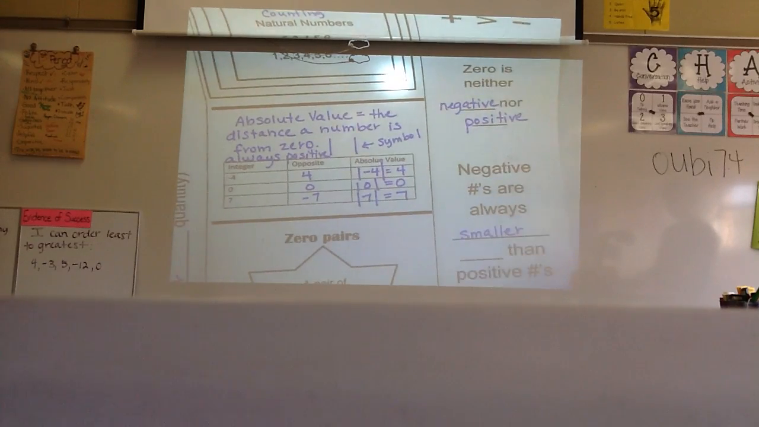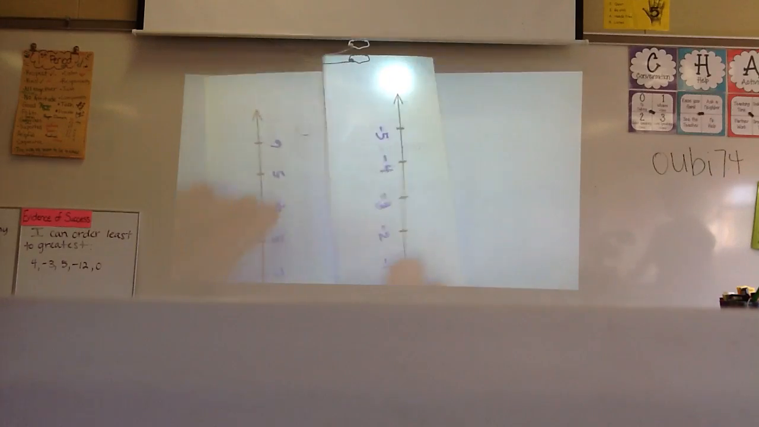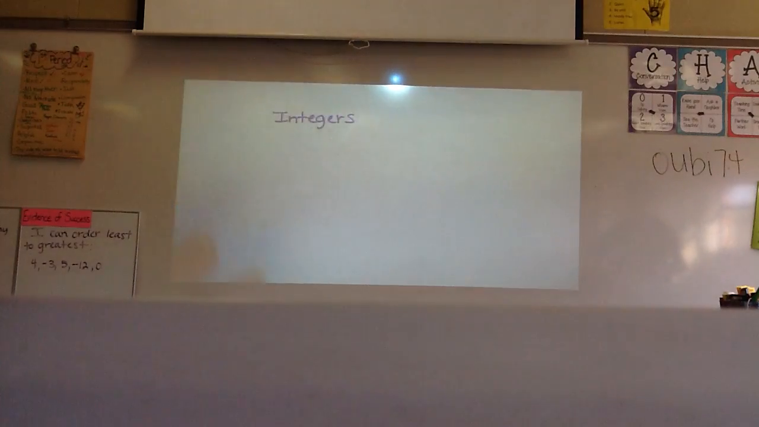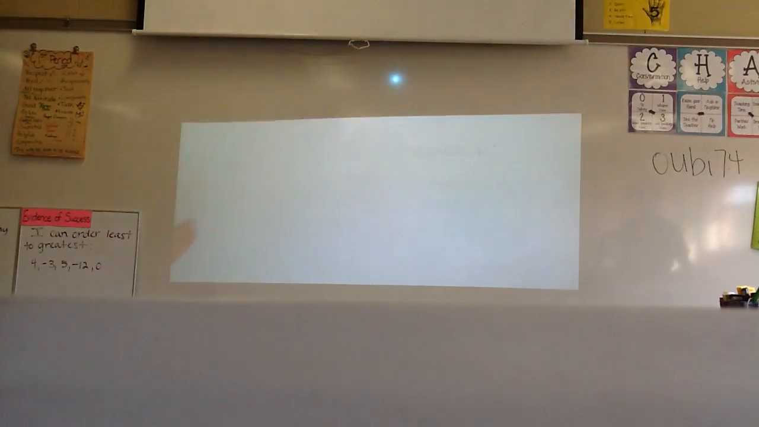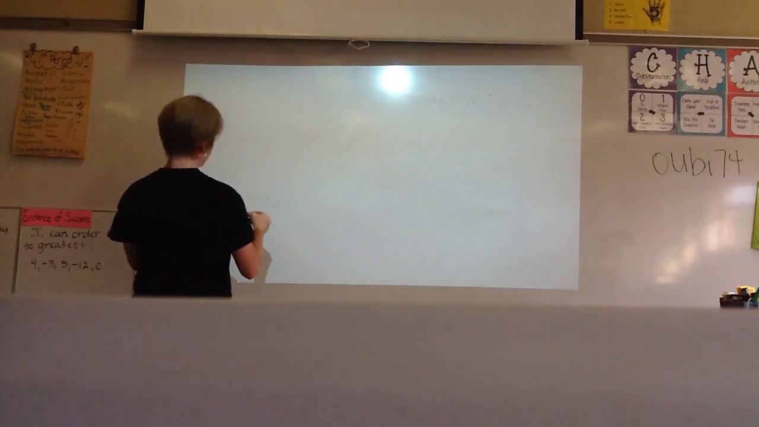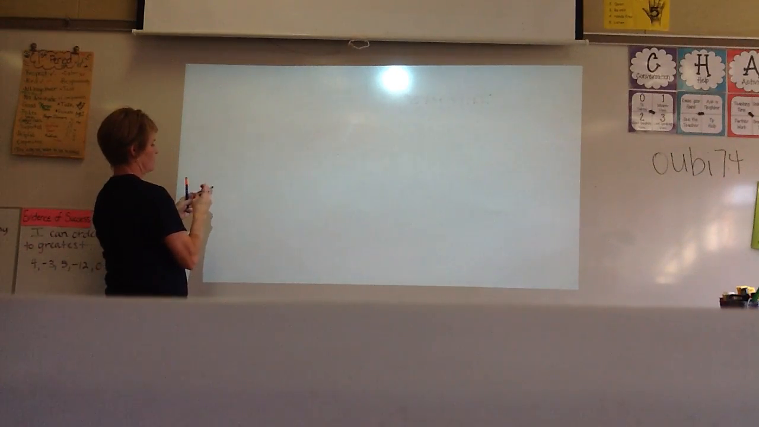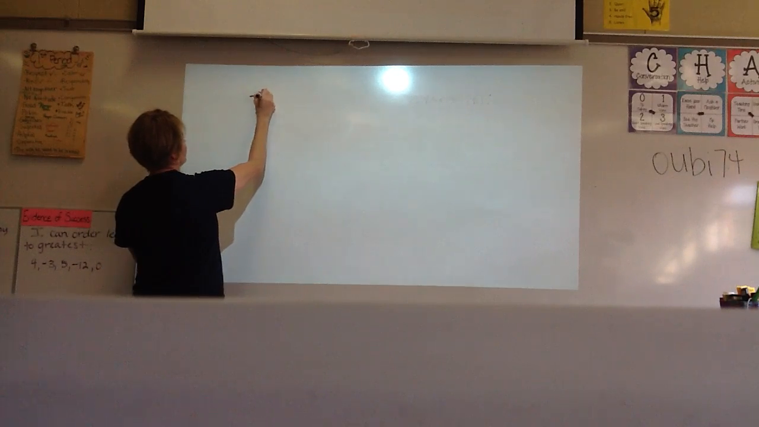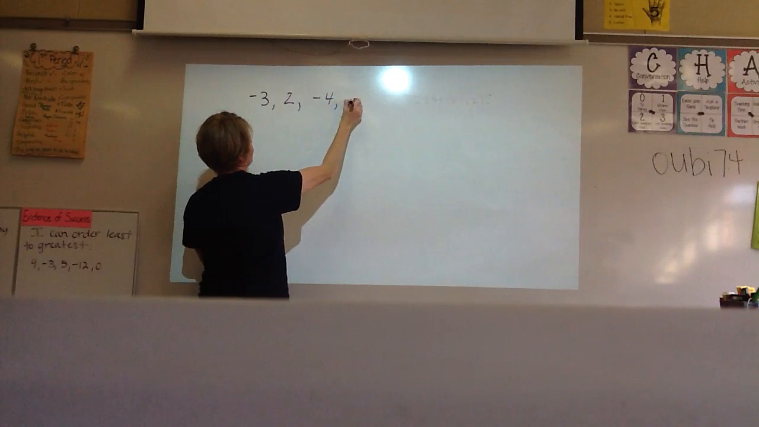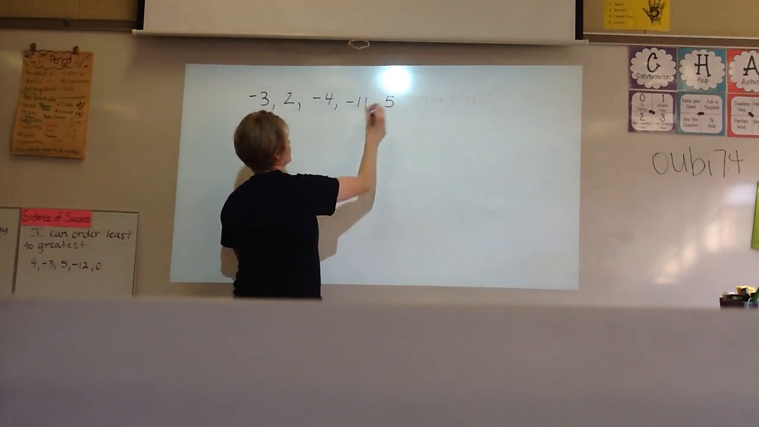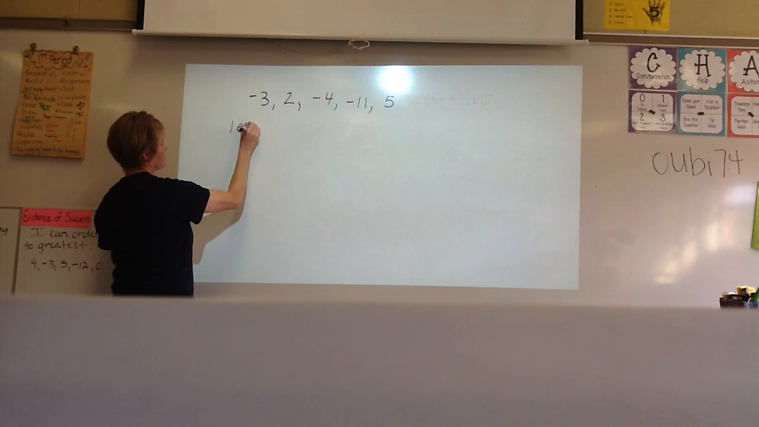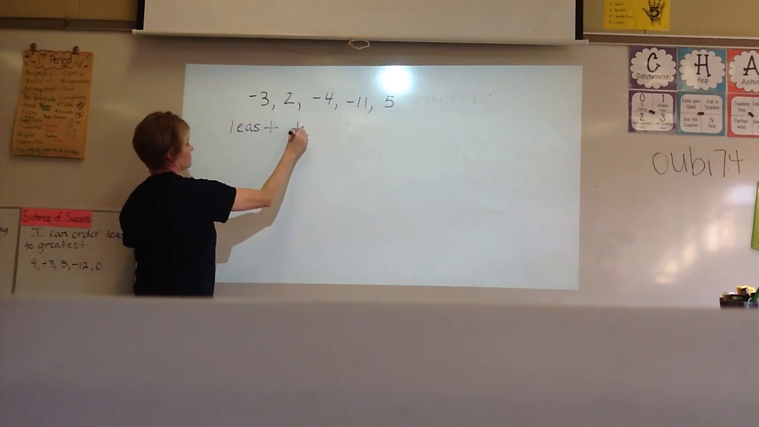Alright, so that's the foldable. We're just going to practice a few problems, and that'll help you with the homework you were assigned to take home. Alright, so I'm going to move to the board. Let's say I have 5 numbers: -3, 2, -4, -11, and 5. And I want to put these in order, let's say least to greatest.